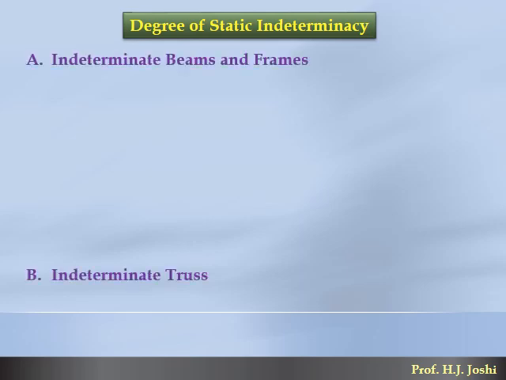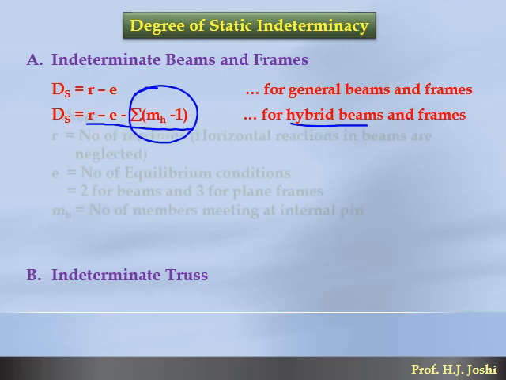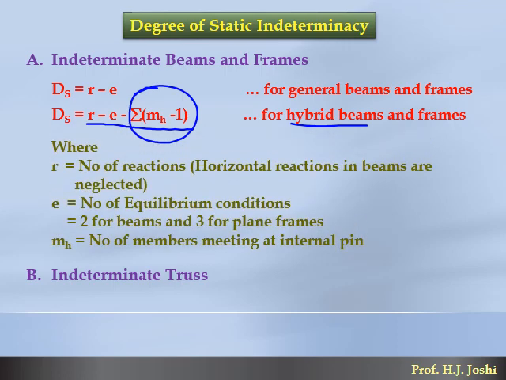Here are some basic equations to find the degree of static indeterminacy for indeterminate beams and frames. In case of general beams and frames, the degree of external static indeterminacy is defined by the simple equation R minus E. But if any internal pin is involved, which is called hybrid beams or frames, the static indeterminacy is given by R minus E minus summation of (MH minus 1). This particular term is to release the internal redundant of the case. The meaning of R, E and MH are as under.